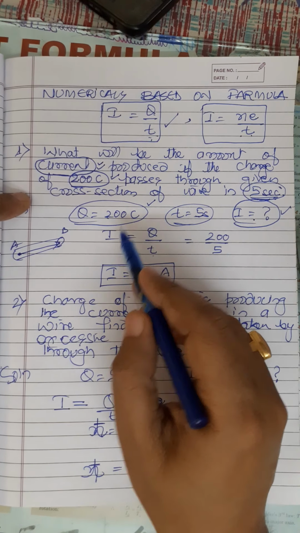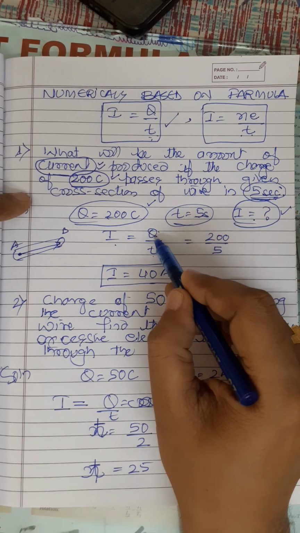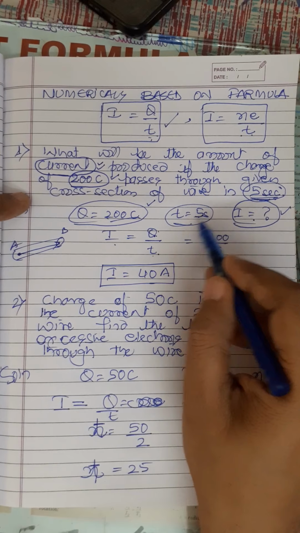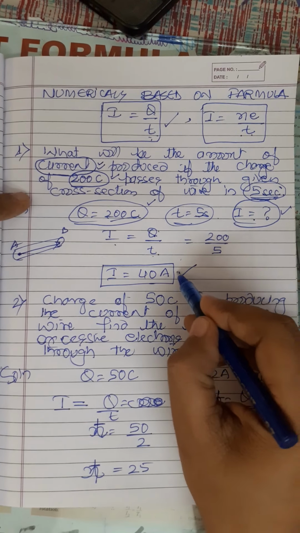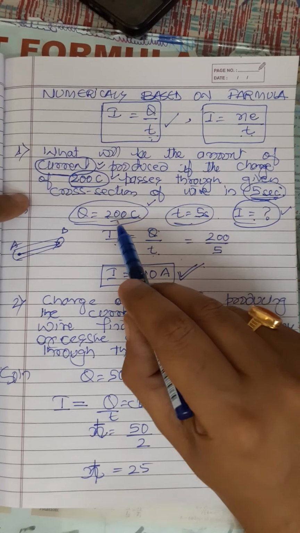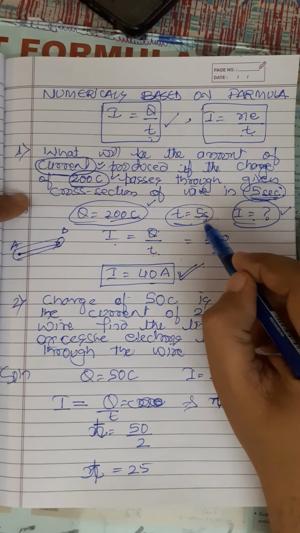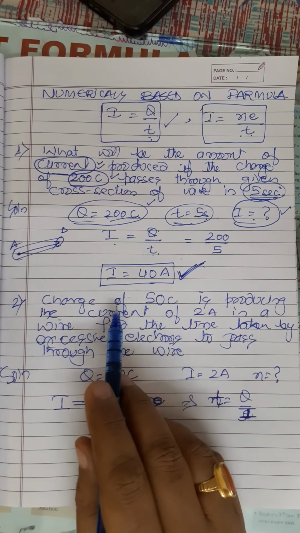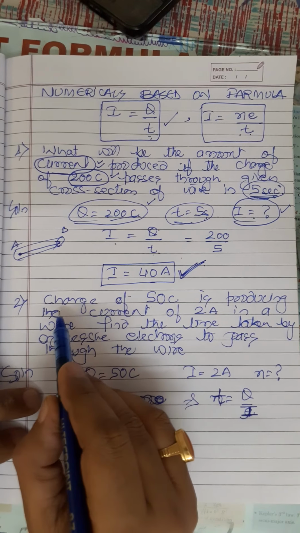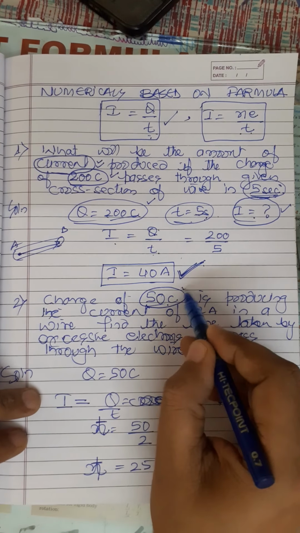We know the formula, this one: I is Q by T. Q is 200 and time is 5. So dividing 200 by 5, I will get 40 amperes. That means when a charge of 200 coulombs flows through the wire in 5 seconds, that produces a current of 40 amperes.